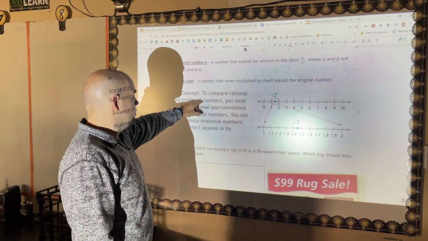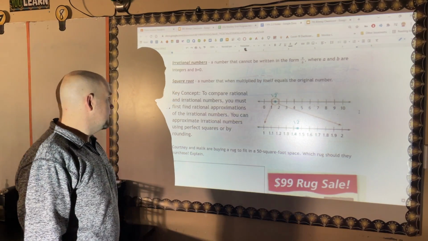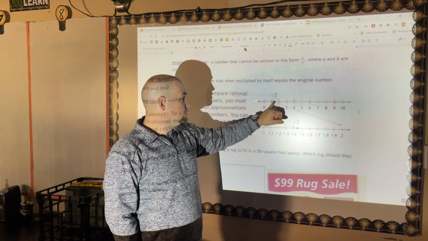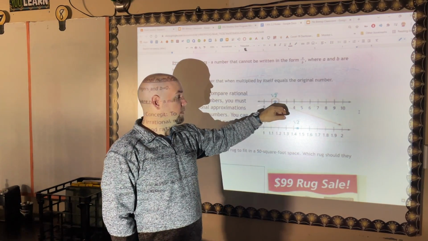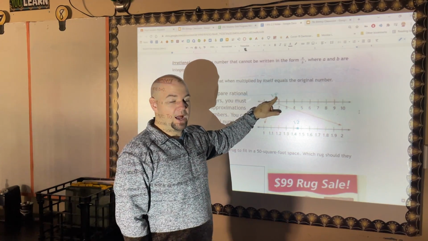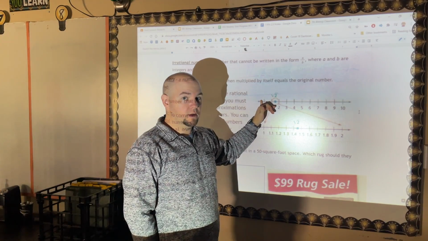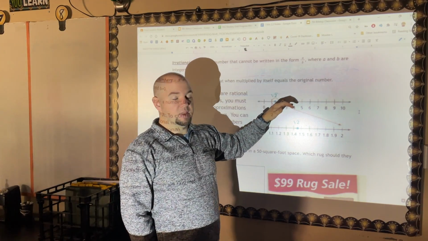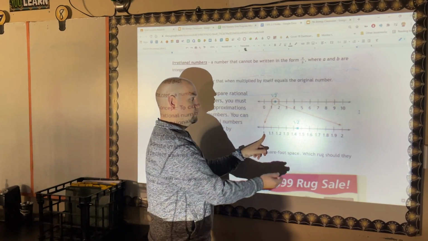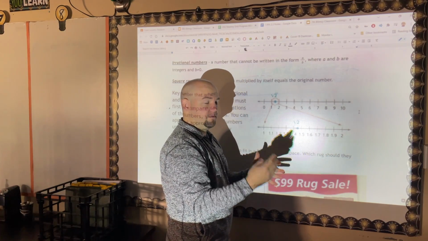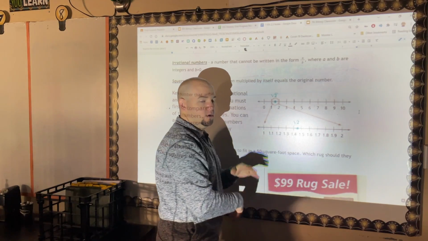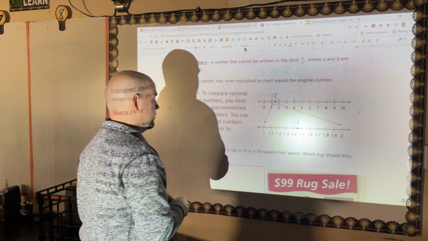So our key concept here is how we compare irrational numbers. We have to first find what perfect squares are around it. For example, if we're looking at the square root of 2, we can look at what perfect squares are around 2. One is an example, so we can think about the square root of 1, and then the next one is 4, the square root of 4. 1 times 1 is 1, so the square root of 1 is 1. 2 squared is 4. So we can say that the square root of 2 is between 1 and 2. That's what we're going to be practicing today, and we're going to look at how we accomplish that.